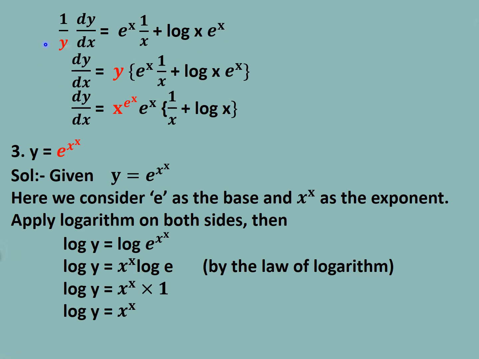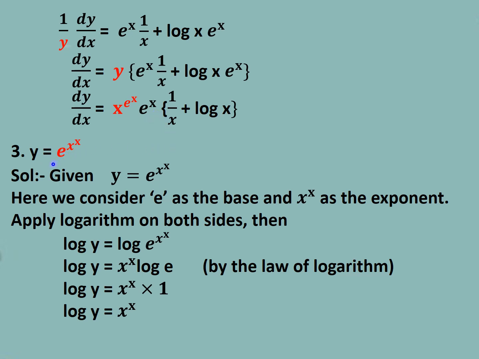Now take this y to the RHS as well as take e raised to x common from both the terms. Then dy by dx is equal to y into e raised to x into bracket, there is 1 upon x in the first term plus log x in the next term. So dy by dx is equal to x raised to e raised to x into e raised to x into 1 upon x plus log x.